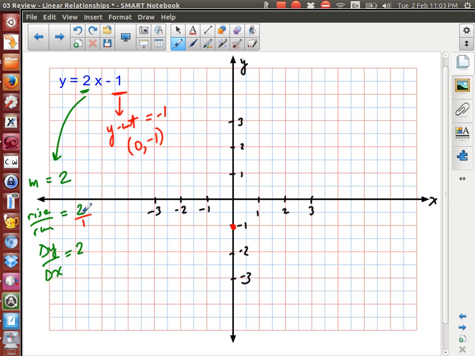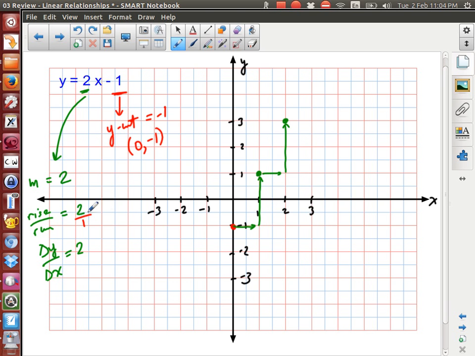But now we've got this idea of rise over run. So now we start here on my y-intercept, and my run is 1. So that run is +1. That means I go to the right, +1, and then my rise is +2. So that means go up by 2. 1, 2. And there is another point. And I can repeat this. To the right by 1, up by 2, and there's another point.